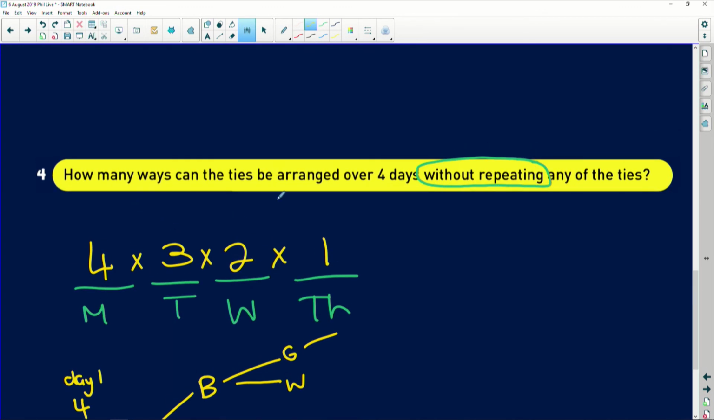So the different ways his ties can be arranged over 4 days without repeating is 4 factorial. Remember what factorial means. Means 4 multiplied by the decreasing numbers going from it. So 4 multiplied by 3, by 2, by 1. So we're going to get 4 multiplied by 3 is 12, multiplied by 2 is 24, multiplied by 1 is just itself. And that is 24 ways that he can arrange his ties over 4 days without repeating any of the ties. Okay, so great second question.